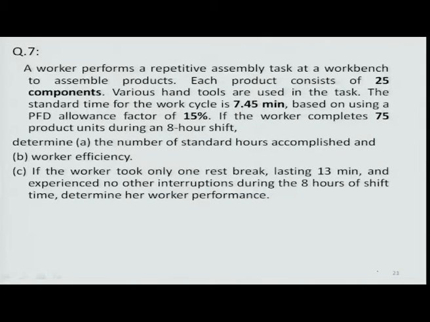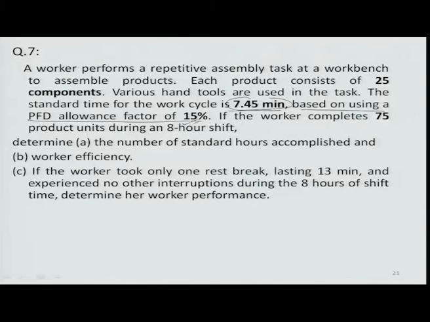Okay, now we will move to the next question, and in this question you can see that the problem statement is as follows. A worker performs a repetitive assembly task at a workbench to assemble products. Each product consists of 25 components. Various hand tools are used in the task. The standard time for the work cycle is 7.45 minutes based on using a PFD allowance of 15%. It means in this standard time they have included this PFD allowance.